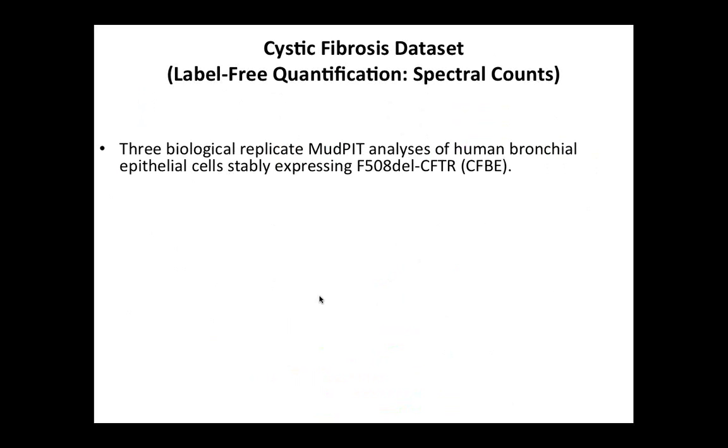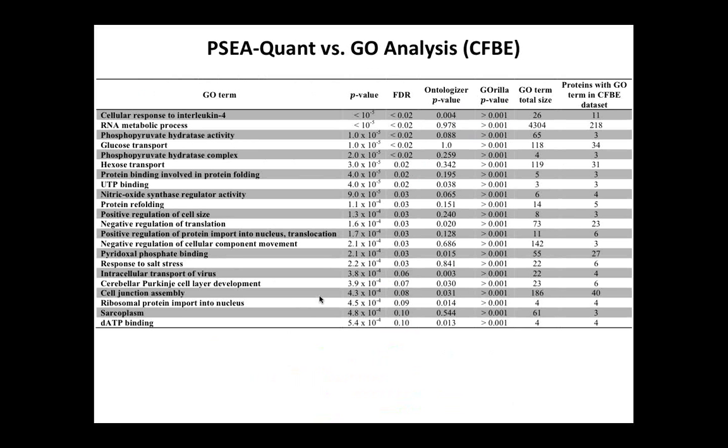That deletion is known to be the main cause of cystic fibrosis, and so we performed the PSEA-Quant analysis on these 3 replicates, and we compared it to some of the state-of-the-art gene ontology analysis tools that are available out there. And interestingly enough, we found GO terms that are very much linked with cystic fibrosis that the classical gene ontology tool did not identify, simply because we're not asking the same statistical question.